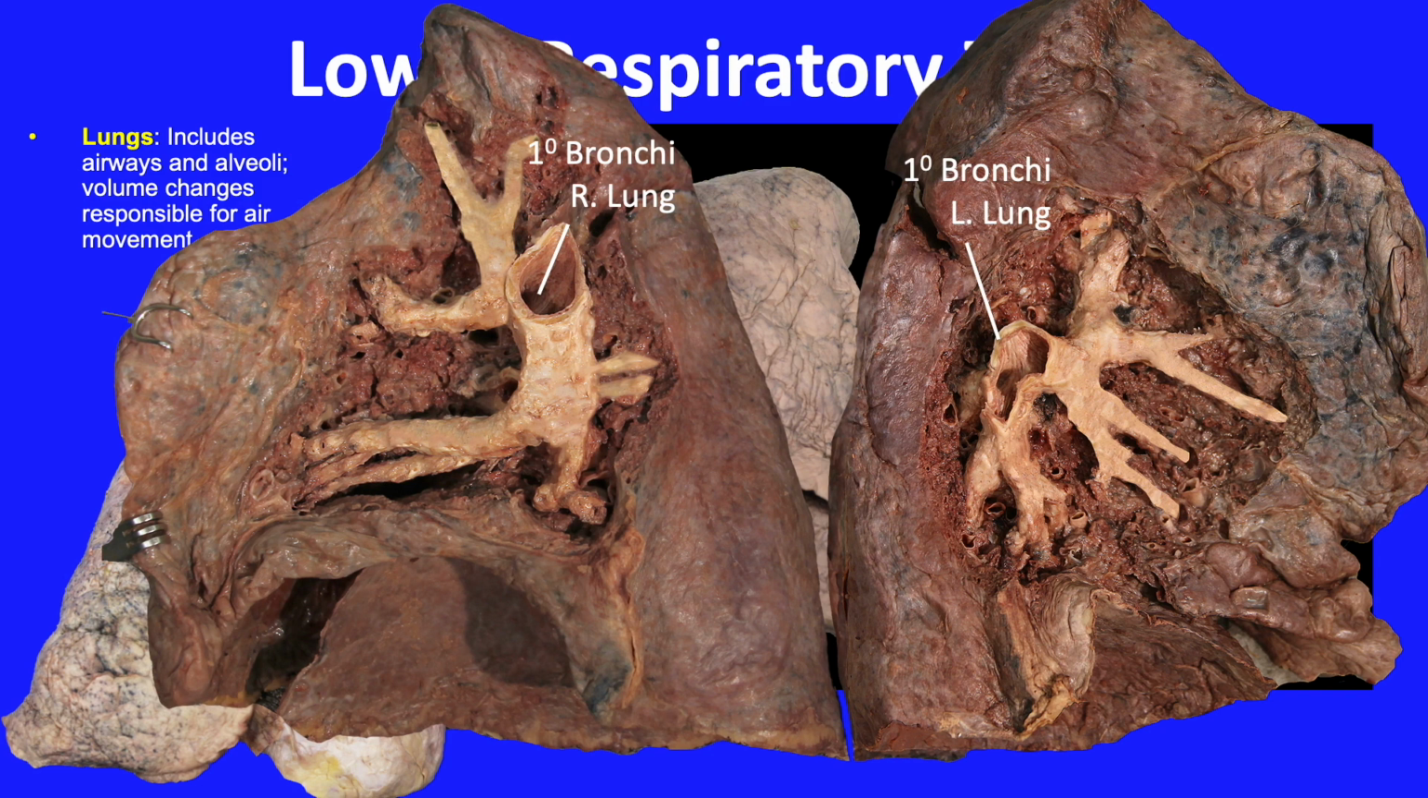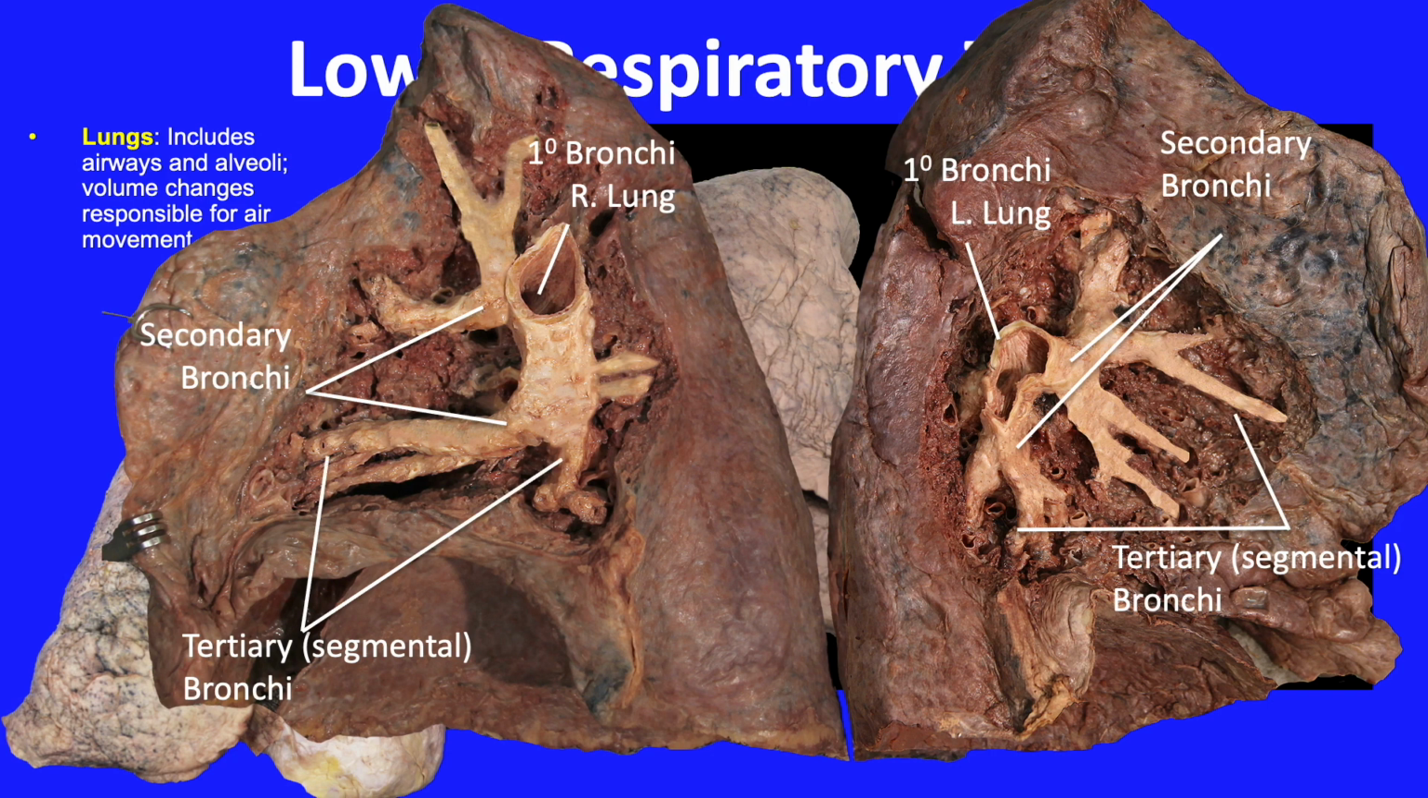Each primary bronchus will give rise to secondary bronchi, 3 in the right lung, note the lower secondary bronchus on the right is partially obscured, and 2 in the left. And these will continue dividing and becoming thinner in diameter as tertiary or segmental bronchi.